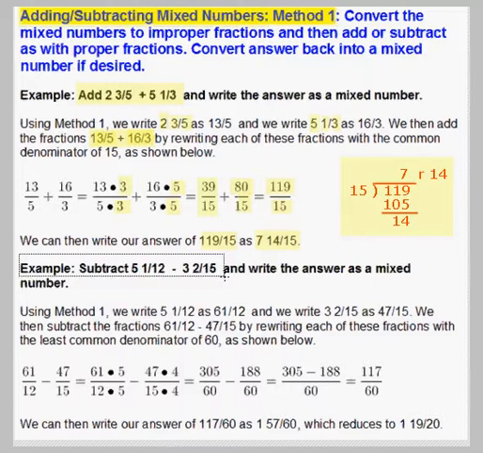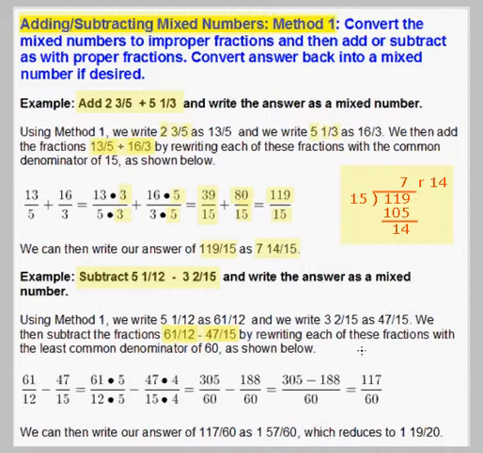Now let's look at an example where we subtract mixed numbers. Subtract 5 1/12 minus 3 2/15 and write the answer as a mixed number. Using method 1, we write 5 1/12 as an improper fraction. We take 5 times 12 is 60. We add 1, and that makes an improper fraction of 61/12. Our second mixed number, 3 2/15, we take 3 times 15 is 45. We add 2 and we get 47. So our second mixed number turns into 47/15. So our new problem is 61/12 minus 47/15.